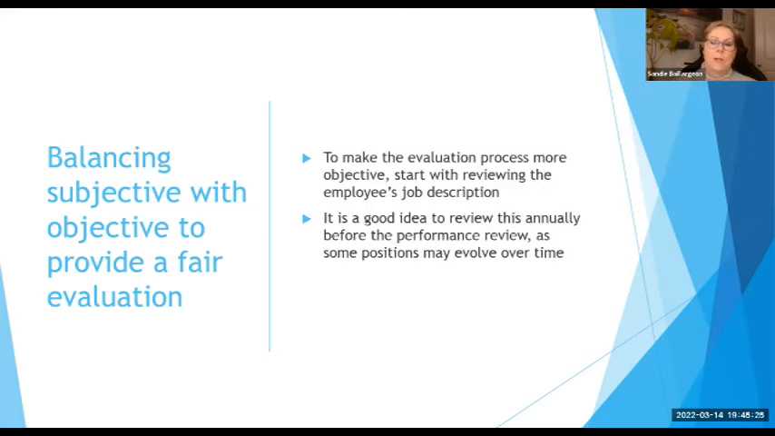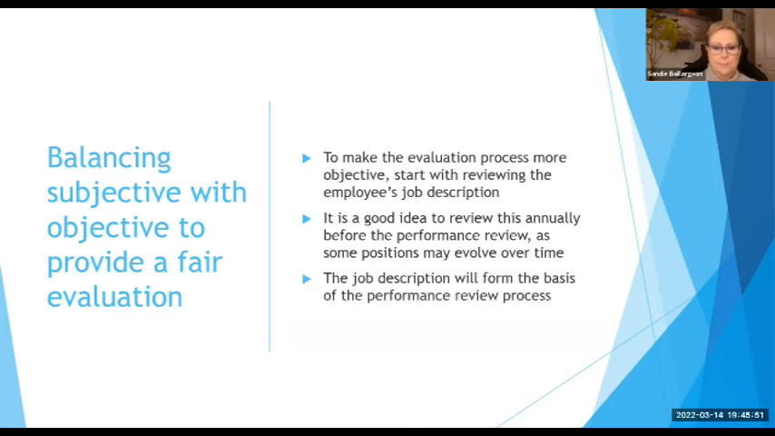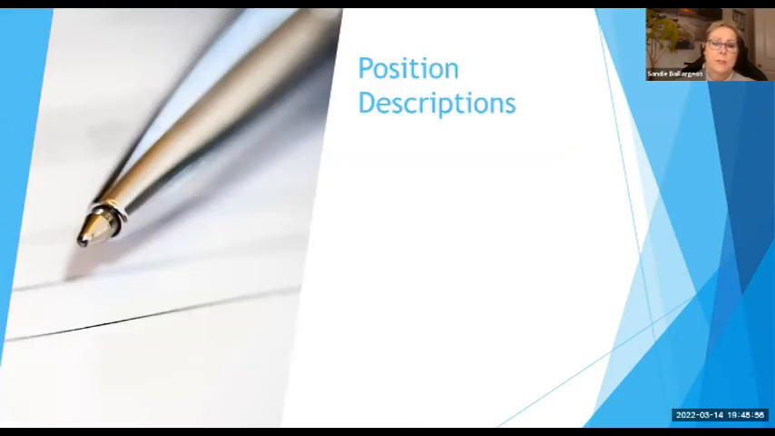So to make the evaluation process even more objective, start with reviewing their job description. And that's a really good idea, to have a look at their job descriptions every year when you're starting this entire process, because some jobs evolve and they could be doing more responsibilities that are not reflected in their job description. So it's a good idea to do this on an annual basis and to relook at their job description as well. The job description will form the basis of the performance review, and that's really the key thing. So they should be written or prepared by the employee.